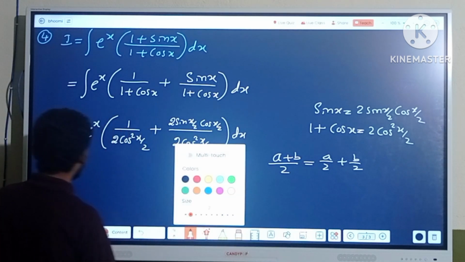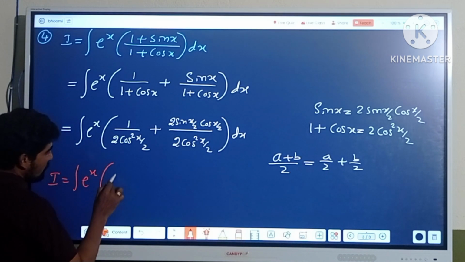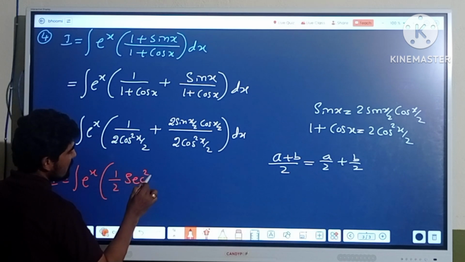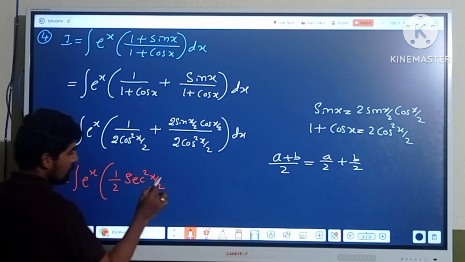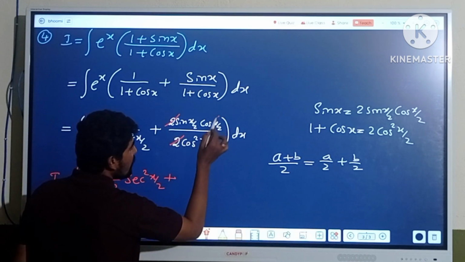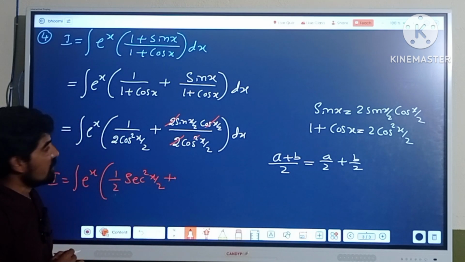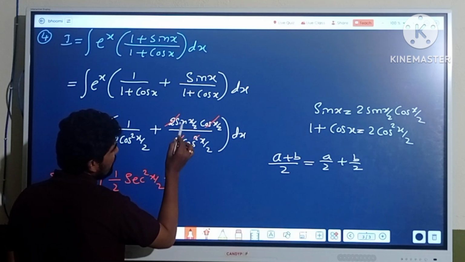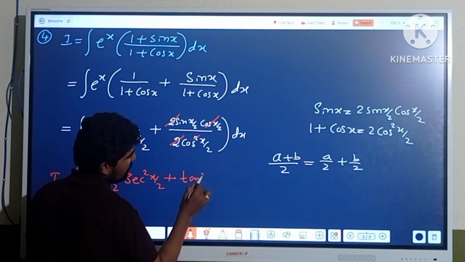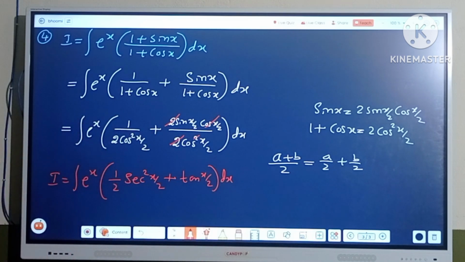Now see here, this I can be expressed as integration of e power x into 1 by 2 into 1 by cos square x by 2 is equals to what? Secant square x by 2 plus, here we may cancel 2 and 2 and also 1 cos x by 2 from numerator and 1 cos x by 2 from the denominator. Now the remaining term is sin x by 2 divided by cos x by 2, and we know that sin x by 2 divided by cos x by 2 is tan x by 2 with respect to x. I hope all of you are understanding.